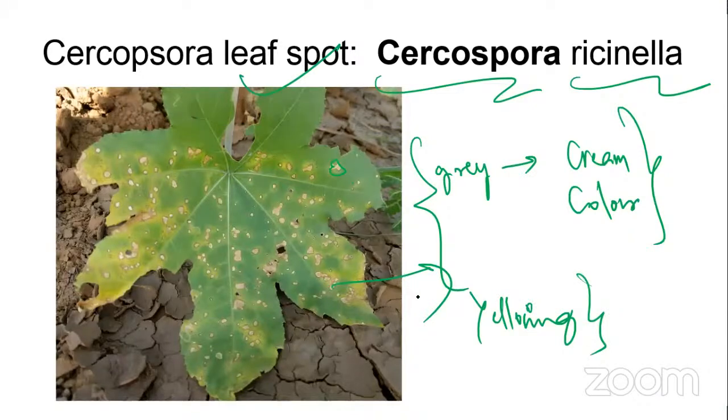Once the infection progresses highly, the blighting will take place. Here you can see the individual spots are there. They coalesce and it will become blighting. When the blighting is there, usually it will just tear off the lamina.